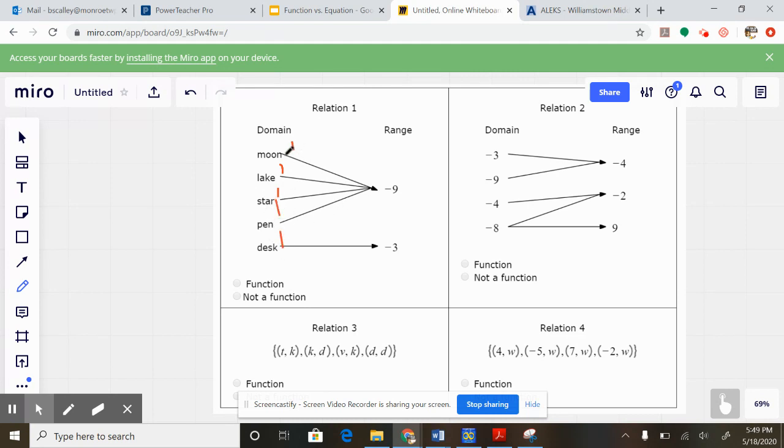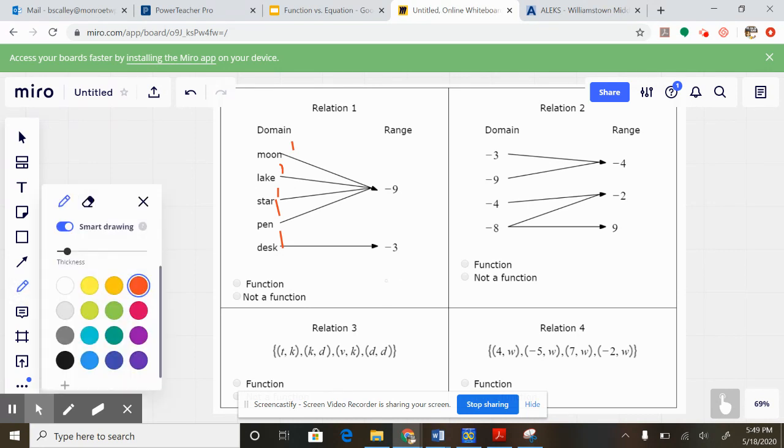Now, it does not matter that these all have the same exact output. There's one output. When I input moon, I get one output, -9. When I input star, I get one output, -9. When I input desk, I get a different output, but it's still only one output, -3. So that is a function.